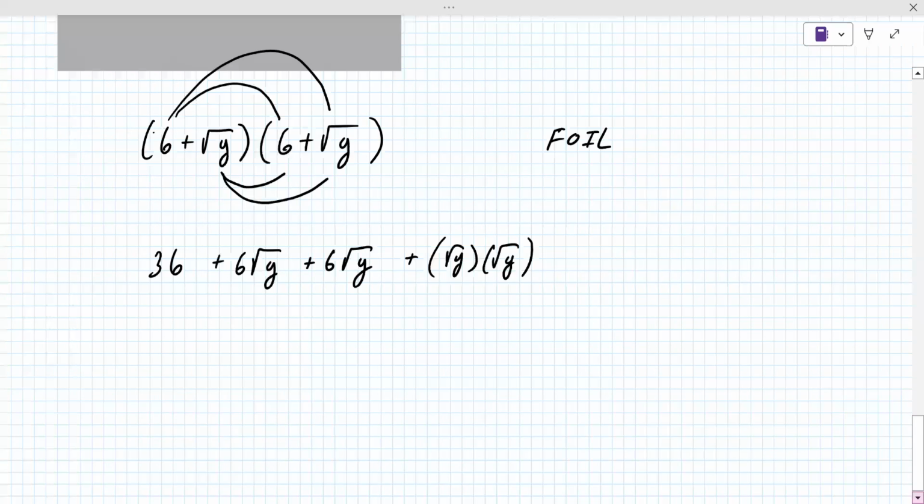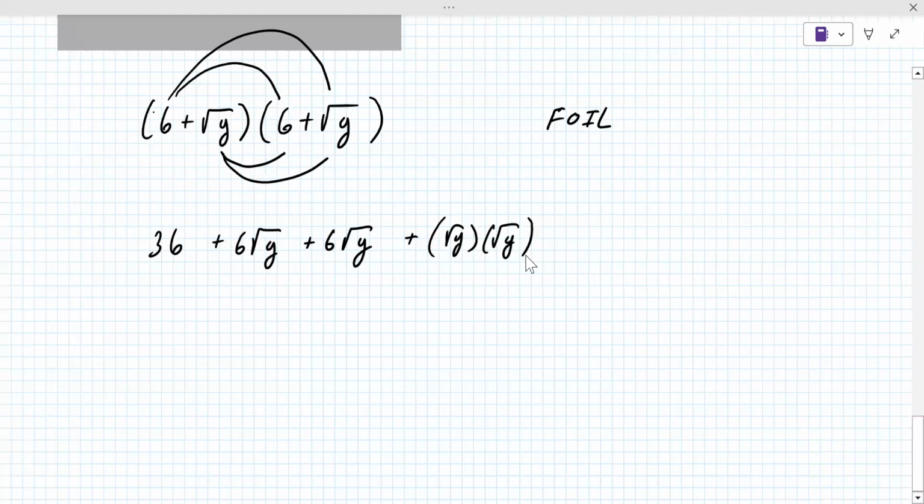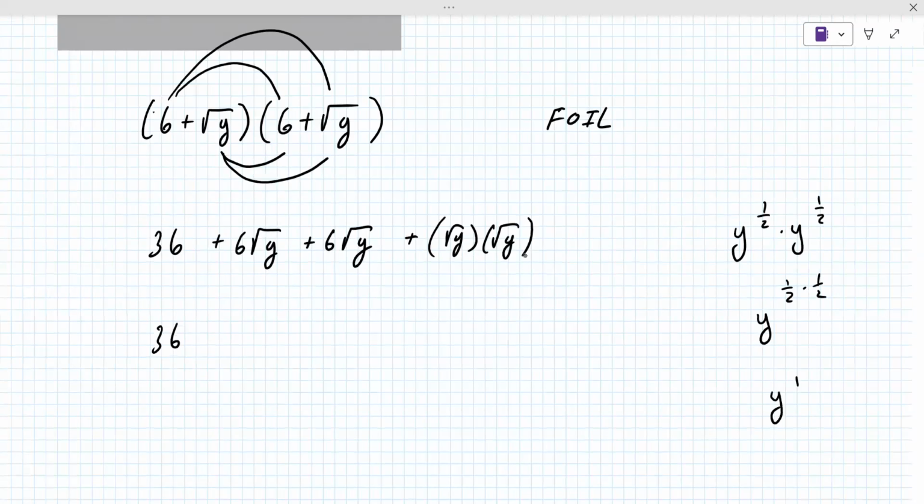And if you don't know how that works, we'll look at that off to the side here. It's really y to the 1/2 times y to the 1/2. And we just said that when the base is the same and you multiply, you add the exponents. So it becomes y to the power of 1. Okay. So this is 36 plus 12 square root y, because there's 6 of them on the left, 6 of them here, plus just y.